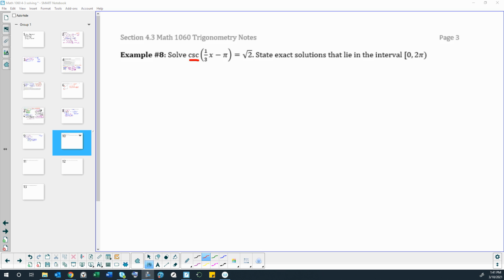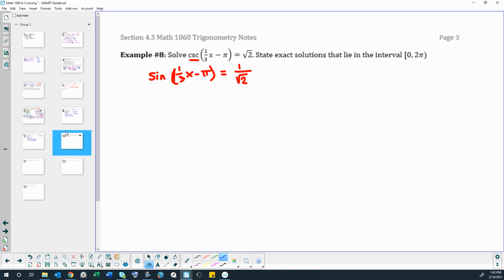Number 8 in 4.3. Anytime we see a cosecant or a secant or a cotangent, we're going to use the reciprocal function, right? So let's go ahead and change this to a sine, which is the reciprocal of cosecant. So sine of 1/3 x minus pi. And that's going to equal the reciprocal ratio, 1 over square root of 2, right?